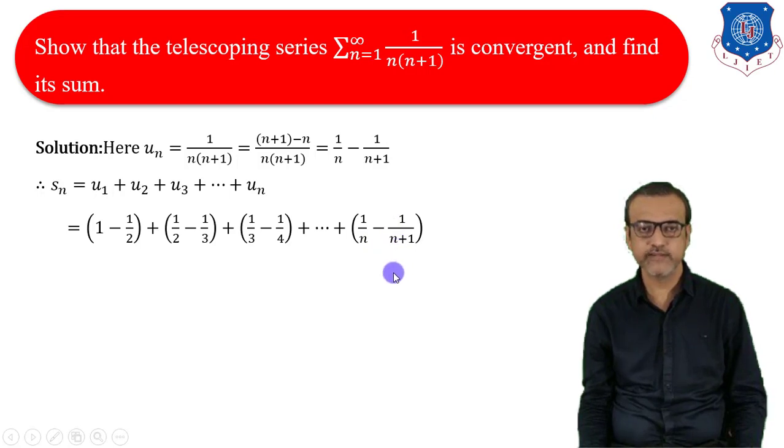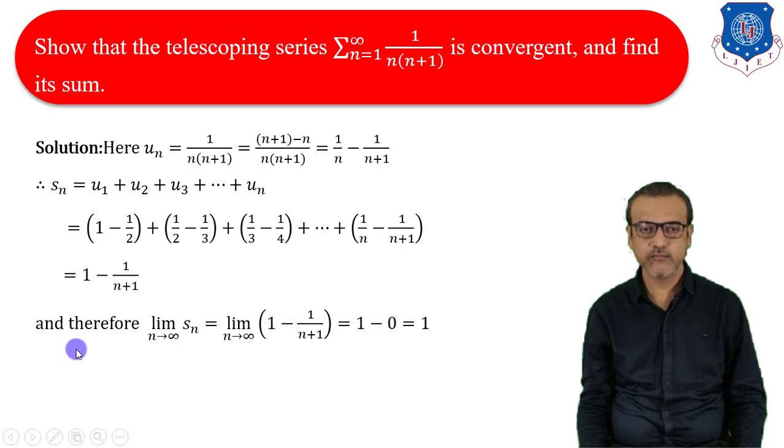Now we will simplify this expression. You can see that minus 1 by 2 plus 1 by 2 will cancel out, minus 1 by 3 plus 1 by 3 will cancel out. So similarly, if you will simplify this expression, you will get only first term and last term. So whenever for the given series, if you will find out its Sn, you will get two terms in Sn only. One is first term and other is last term. So such type of series is called telescoping series.